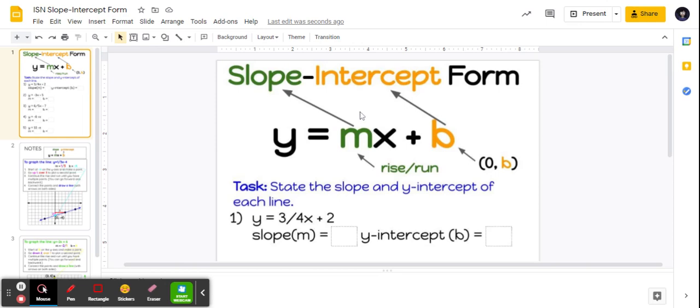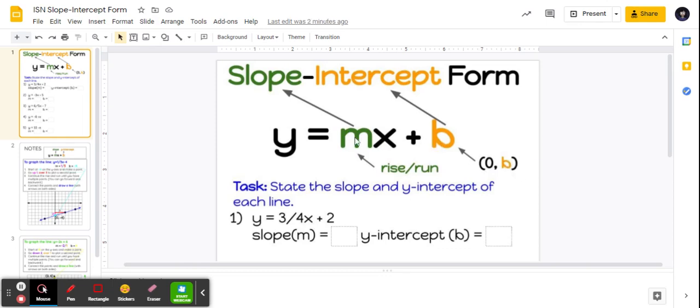The reason it's called the slope-intercept form is because the two pieces of information we can get from the equation are the slope, which is the coefficient of x, the number in front of the x, and then we can find the y-intercept, meaning where this line, if it was graphed, would cross the y-axis. That b value is our y-intercept. It can also be written as a point, (0, something), whatever this number is.